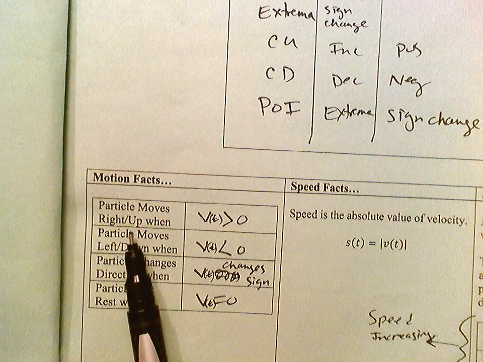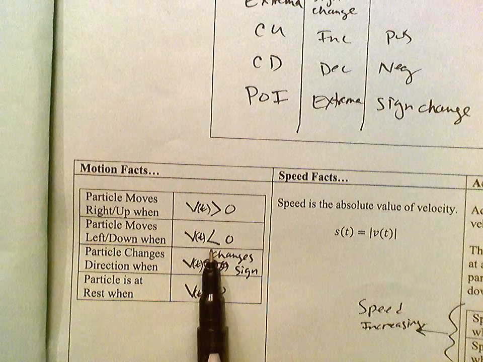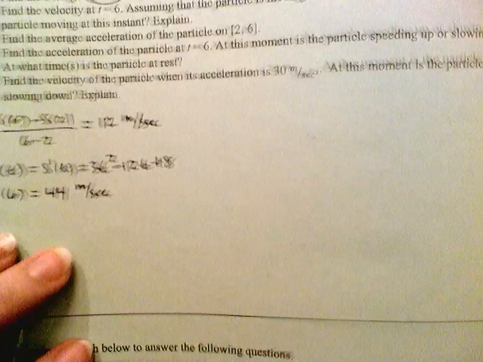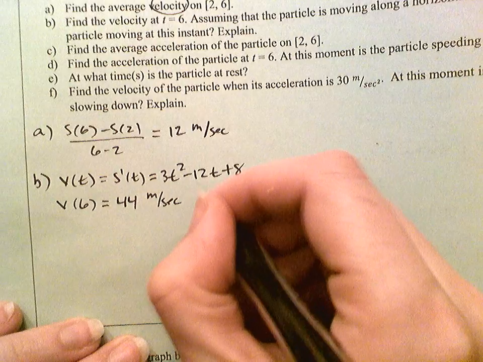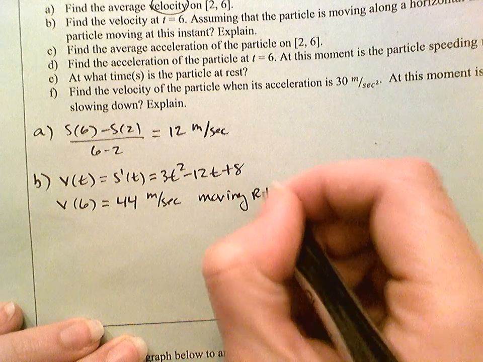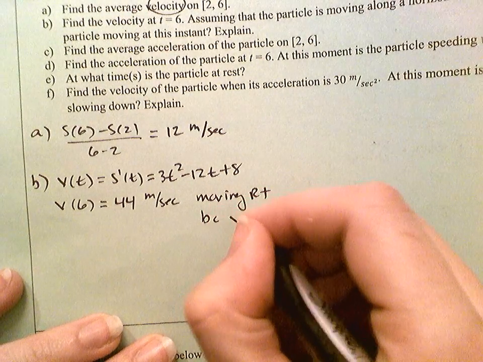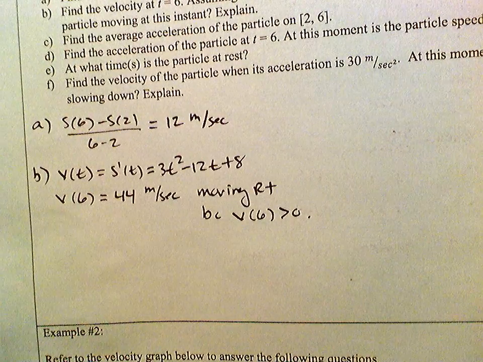Well, flipping to the other page, we'd be moving up or right if the velocity was positive. We'd be moving down or left if the velocity was negative. We're on a horizontal path, so that'd be right and left. The velocity is positive. So I'm going to say moving right. I should use more complete sentences, but the particle's moving right because v of 6 is greater than 0.